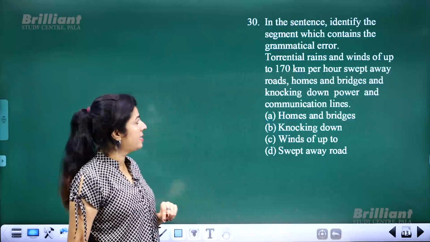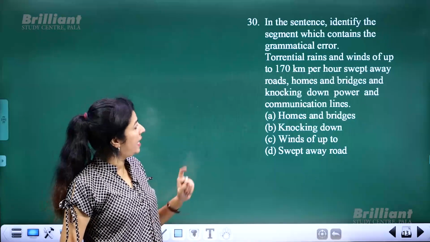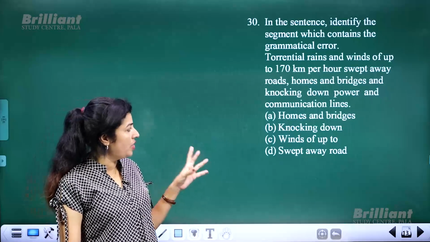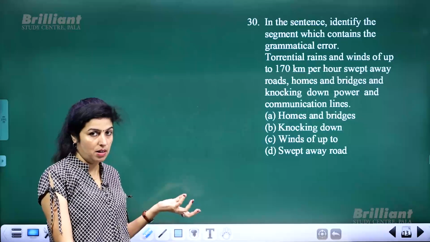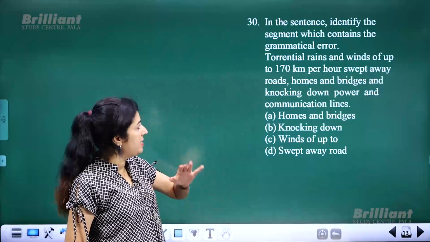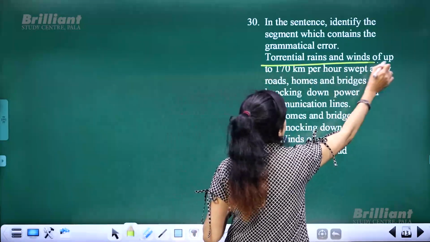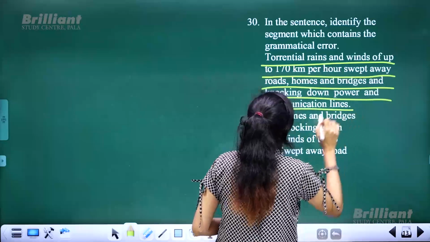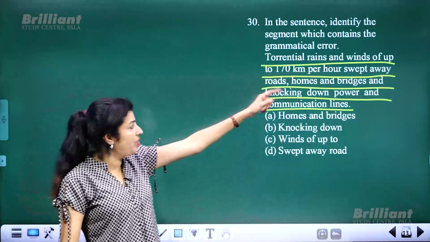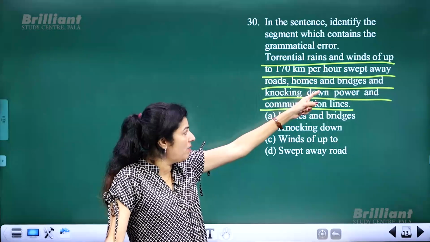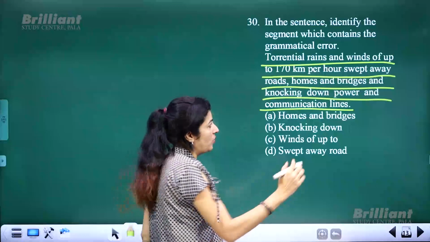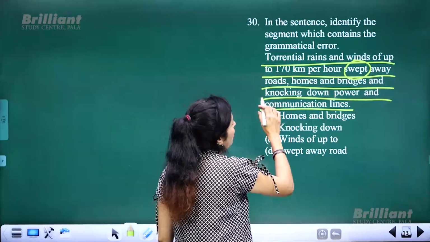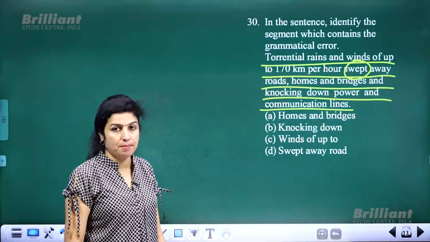Alright. Next we have, in the sentences given, something is wrong in one of the parts, and which phrase or which part has gone wrong, you need to find out. Okay, so what is that sentence? I'll just underline the sentence. Torrential rains and winds of up to 170 km per hour swept away. So, what is the verb here? Past tense. Swept away roads, homes and bridges and knocking down power and communication lines.